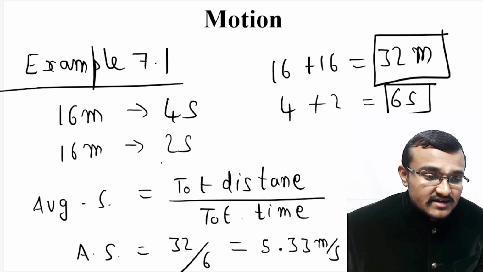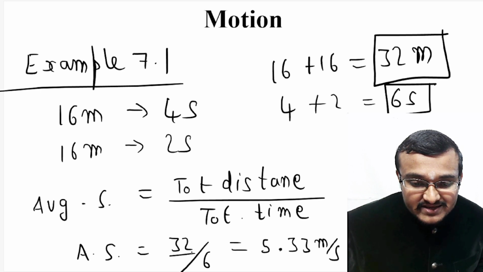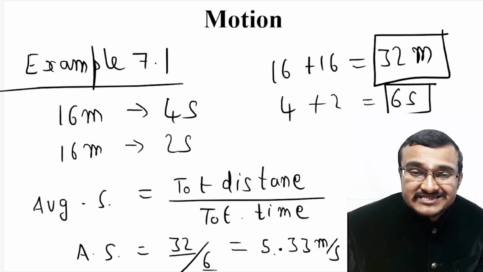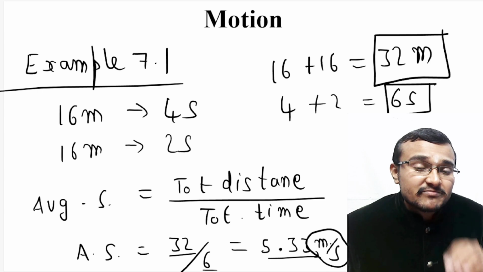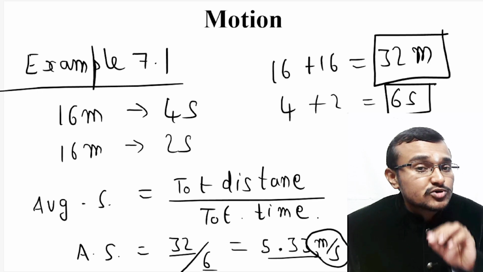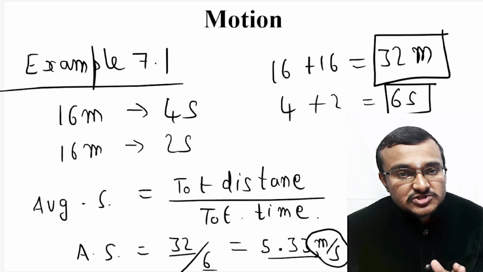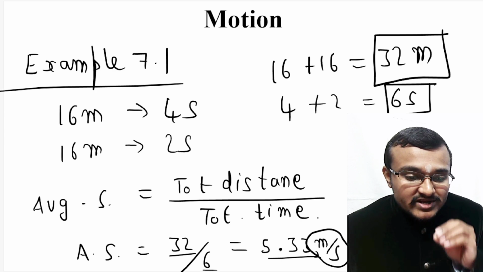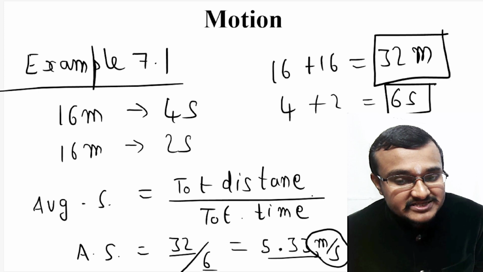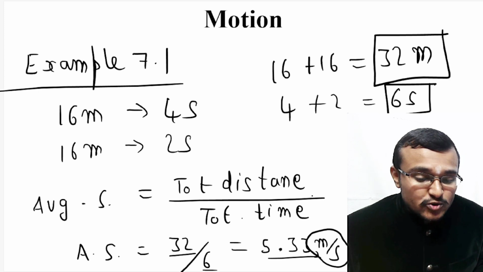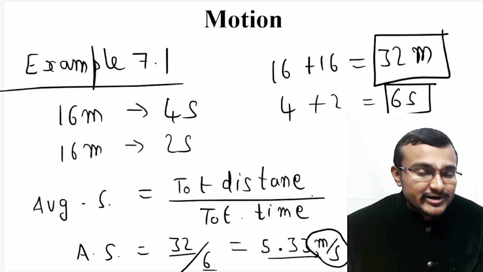So that's why here average speed is 32 meter divided by 6 seconds, so it will be 5.33 meter per second. Always remember, you should never forget to put the SI unit for the physical quantities which you are calculating. Here you are calculating average speed, and the SI unit of speed is meter per second. So that is total distance by total time. So 32 by 6 will be 5.33.